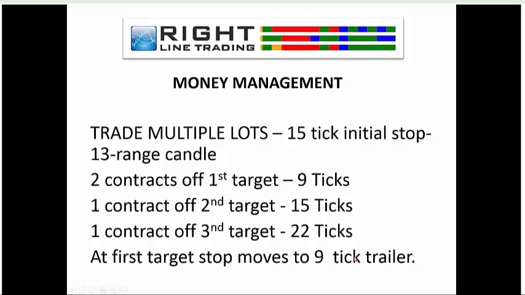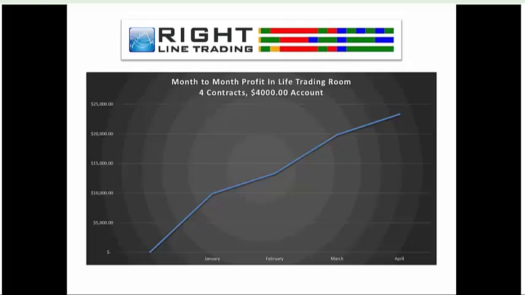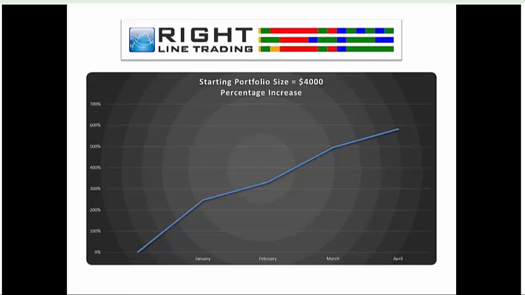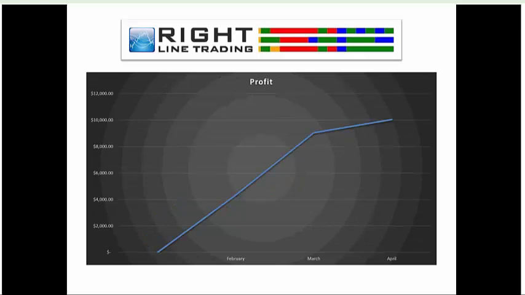That's our ATM for our 13 range. And that's how we calculate our net equity on a daily basis. Now, our net equity in the room through April, I have not recalculated this through May and June, on four contracts with a $4,000 account, you'd be approaching $25,000. Percentage increase, closing in on 600%. Now we have an auto trader that I haven't even discussed, that does the same thing that I do in the trading room on a non-discretionary basis.